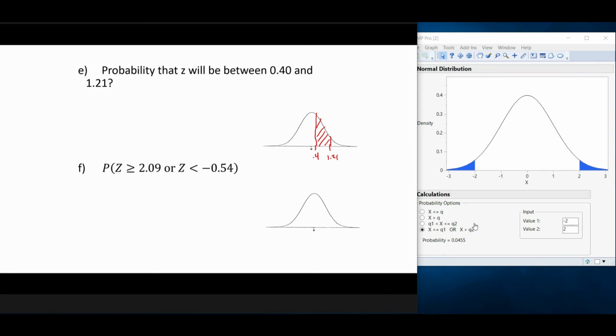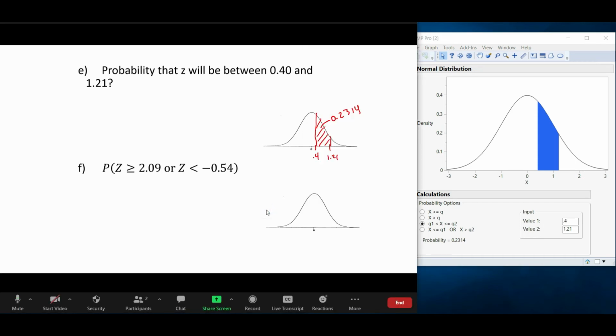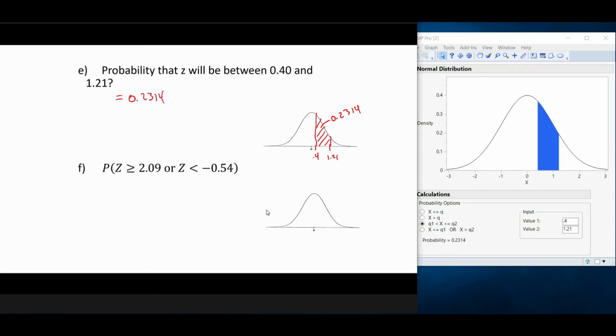So I will select from my probability options, I'll select Q1 less than X less than or equal to Q2, and I'll put in 0.4 and 1.21. And that gives me 23.14, 23.14% of the area of that distribution between those two values.